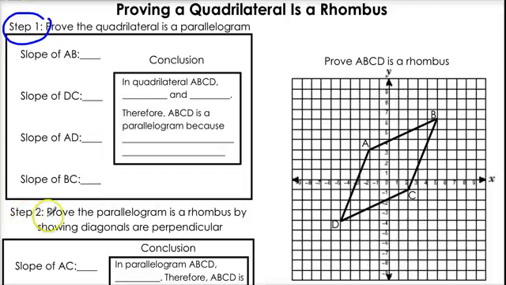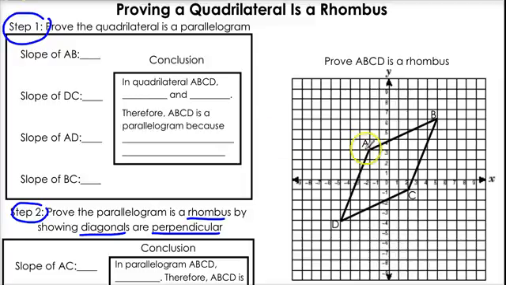Your second step is to prove that it's a rhombus by using one of the properties of a rhombus. And for now, we're going to show the diagonals are perpendicular. Okay, if we can show the diagonals are perpendicular, then we know it's a rhombus. So it's 2 steps. First one we just learned, the second one I'm about to show you. So let's first prove that this is a parallelogram.